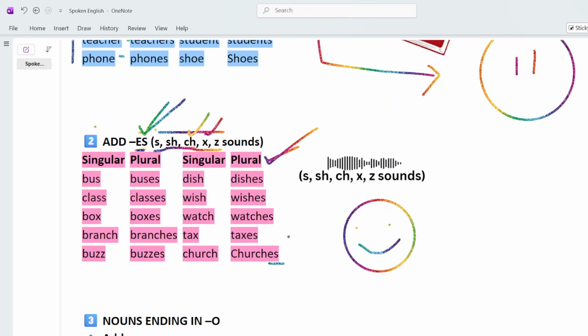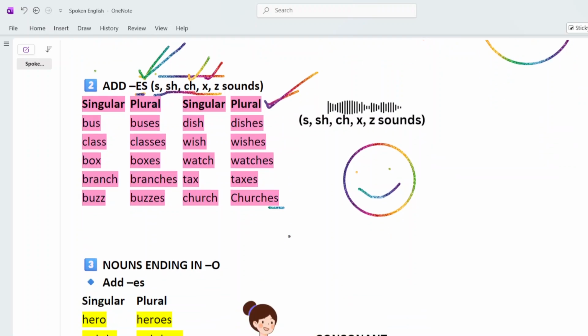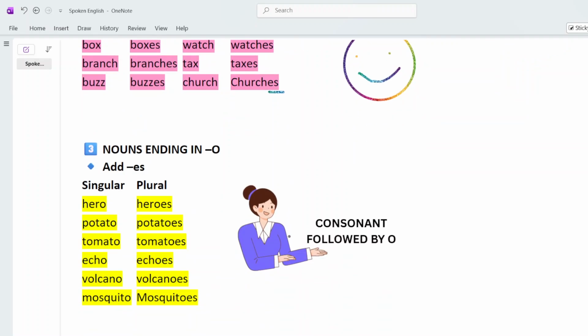So I pretty much gave my best to make you guys understand where you add an es. All right, let's move on. Now, the third point for today that I want you to understand is nouns ending with an O. Yes, nouns that end with an O. How do you make them plural?